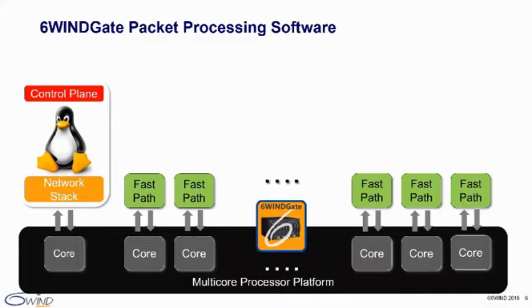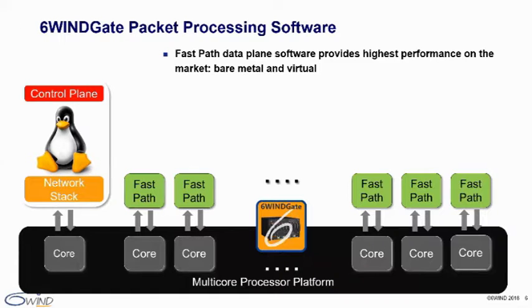Let's start with an overview of 6WINDGate's advantage. 6WINDGate packet processing software is the foundation for all of 6WIND's products, including our vRouters. It includes a fast path-based data plane architecture that removes Linux bottlenecks by running in user space outside the kernel. 6WINDGate uses the DPDK technology that 6WIND developed with Intel and open sourced. This results in 10 to 4 times the performance using less processor resources versus standard Linux for networking applications in physical and virtual environments.